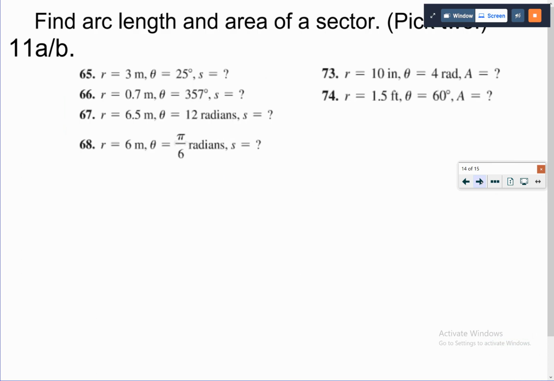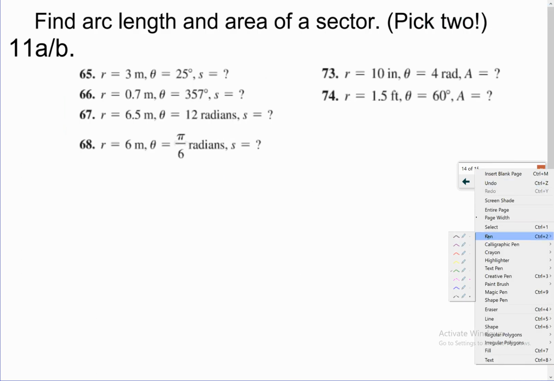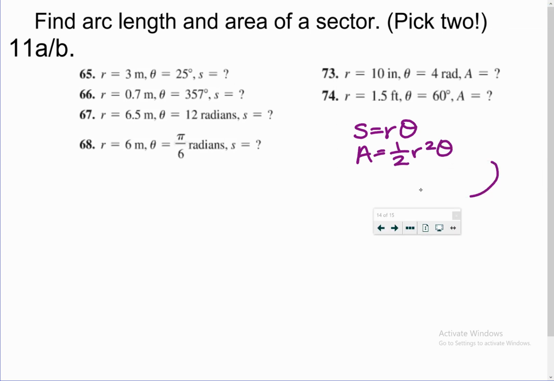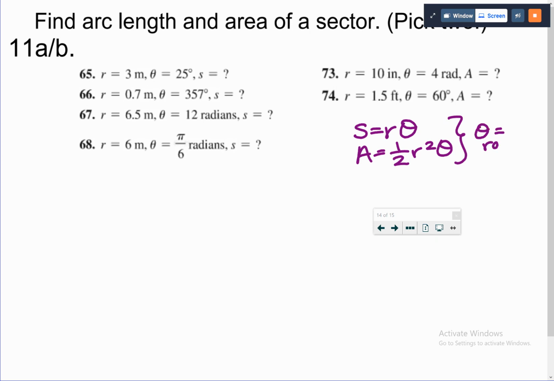You need to know for tomorrow, these were in section 5.1, this was a while ago, your two formulas for arc length and area of a sector. And remember, for both of these, theta is a radian. So this will be on the test like a part A, part B problem. I'm going to give you some information about a circle, and you're going to have to find the arc length for whatever is being asked and the area of a sector for whatever is being asked.